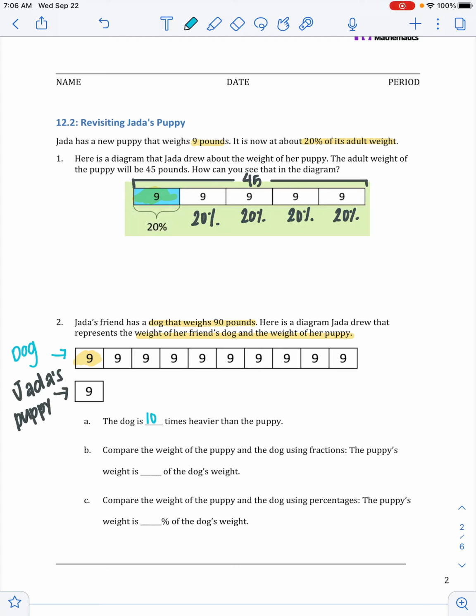Compare the weight of the puppy and the dog using fractions. The puppy's weight is blank of the dog's weight.